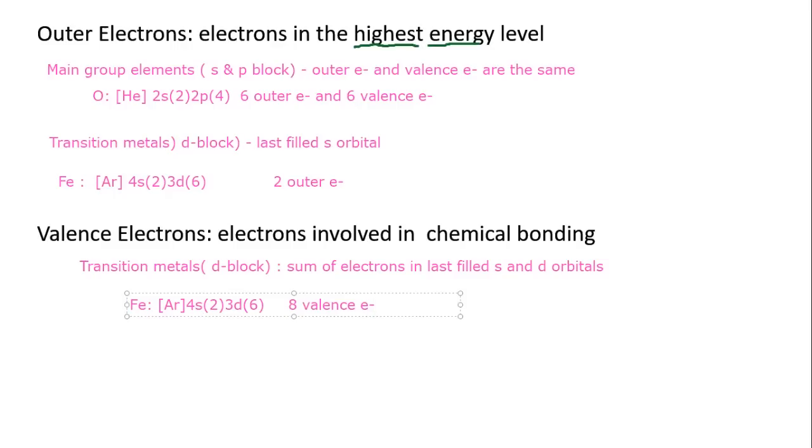So for main group elements, the outer and valence electrons are the same number. For transition metals, the last filled s orbital gives your outer electrons, and the last filled s and d orbitals are your valence electrons. So for most transition metals, the outer electrons are 2, except for those exceptions we just talked about in the previous slides.